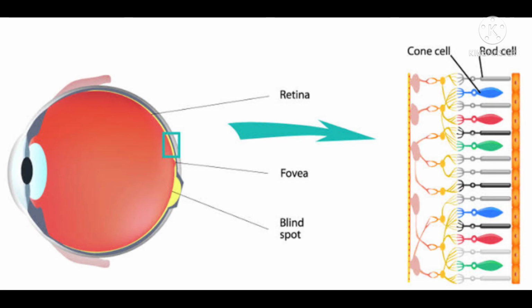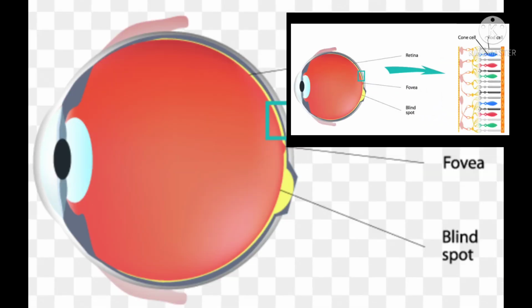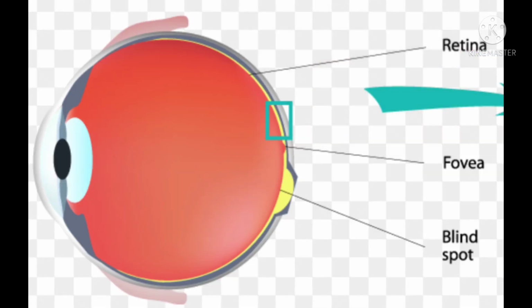The three types of cones contain characteristic photopigments that respond to red, green and blue lights. The area diagonally opposite to the lens is called blind spot, from where the optic nerve and blood vessels leave the eyeball. It is devoid of rod and cone cells in this region.